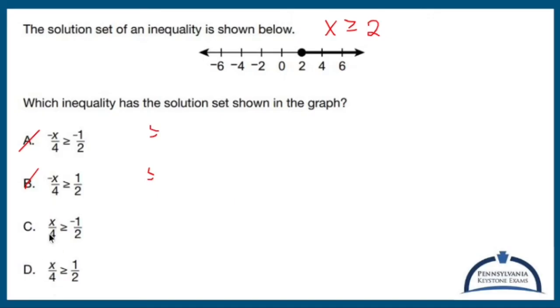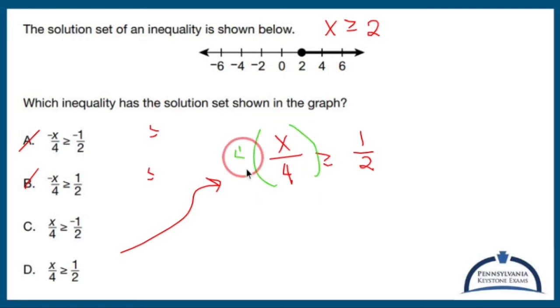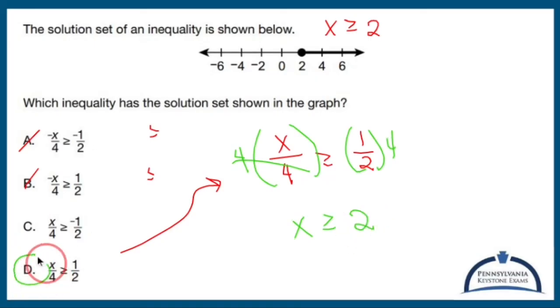Now I have a hunch that if I were to do C, I'd multiply both sides by 4 and I would get negative something, which is what I don't want. So let me try D. I'm going to rewrite D: x over 4 is greater than or equal to a half. In order to get x all by itself, I'm going to multiply both sides by 4, like so. 4 times a half is 2. X is greater than or equal to 2 is exactly what I want. The answer is D.